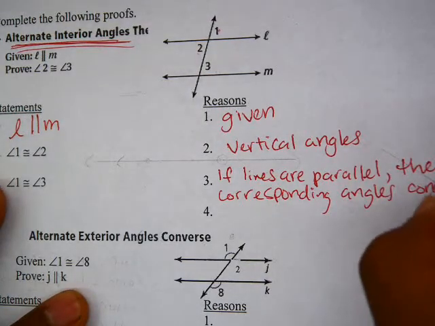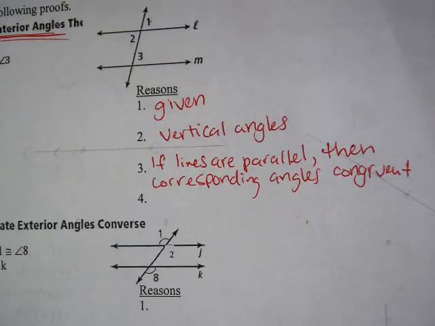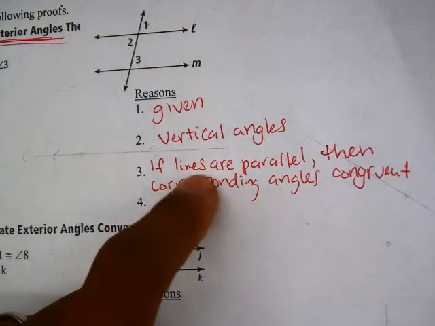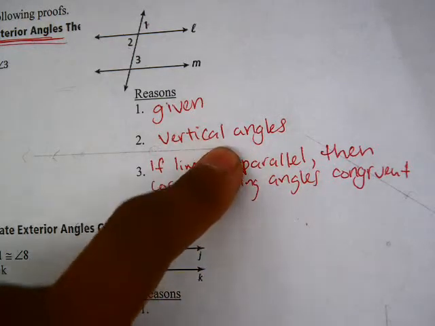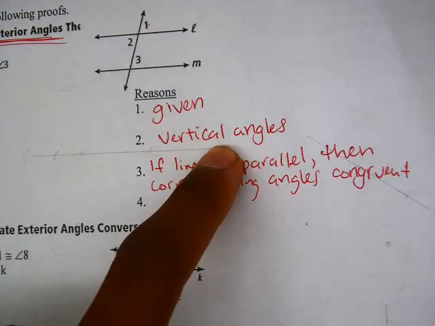I'm going to write congruent. So we have to write a sentence there because corresponding angles aren't always congruent. They're only congruent if your lines are parallel. We didn't write a sentence for vertical angles because vertical angles are always congruent, no matter what.